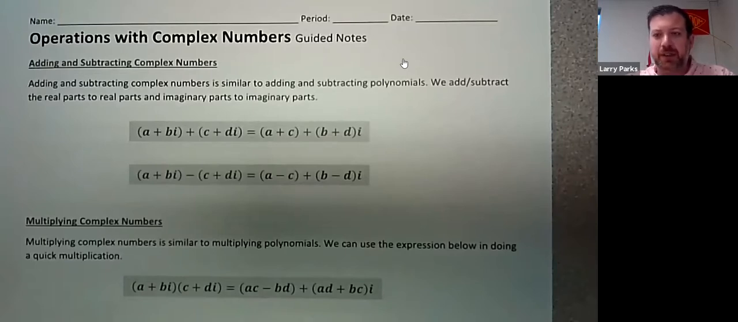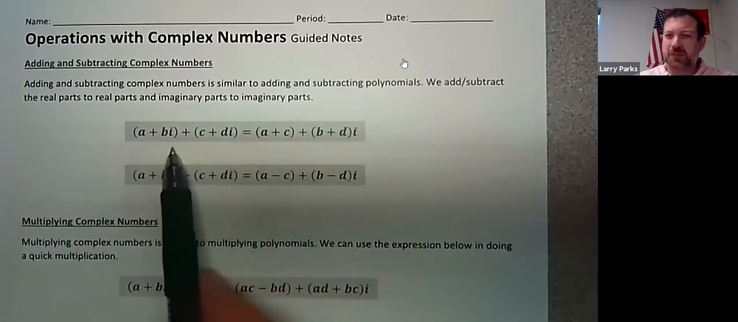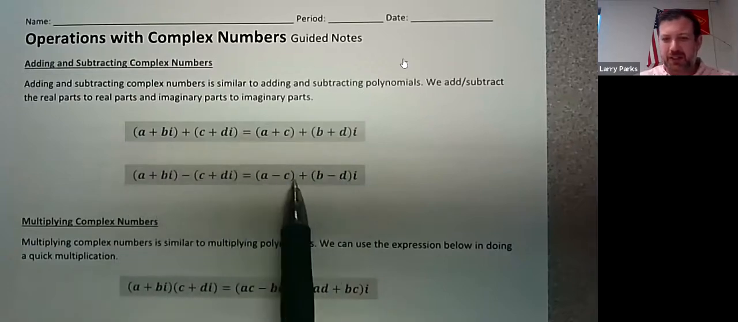It's very similar to when you're adding and subtracting things with x's. You just add the real parts together and keep imaginary parts with imaginary parts. Multiplying, same thing. And I don't really use these rules. You're welcome to use these rules if you want.